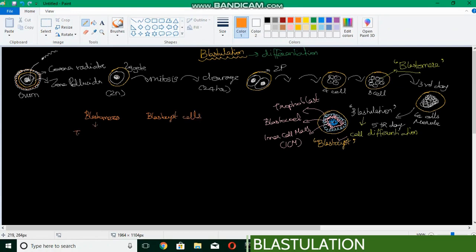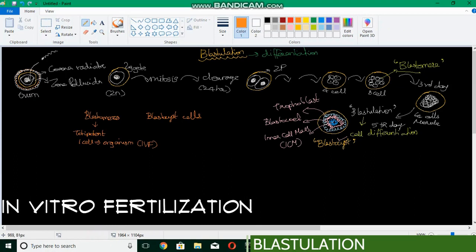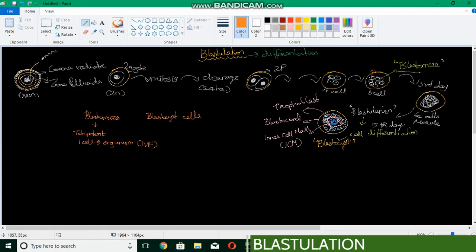Blastomeres are totipotent in nature, which means one single cell is enough to give rise to an entire organism. This principle is usually used in IVF, or in vitro fertilization, where they harvest any single cell from the 8-cell stage of the embryo, and they culture it in vitro. And once the 8-cell stage develops into a blastocyst, they're going to implant it into the uterus of a healthy female for development into a complete baby.